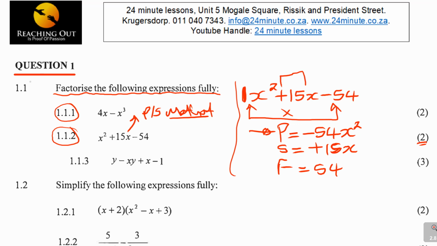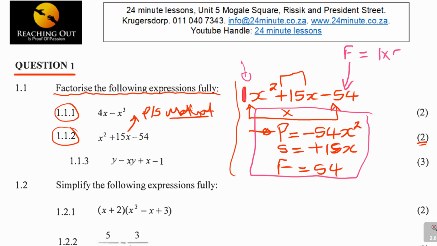So in a way, you can actually leave everything out here. If you see that there is a 1 here, you can ignore everything that I was doing here and you just focus on this 54, the factors of 54. Now, what are the factors of 54? Or two numbers that you can multiply to get 54. It's 1 times 54.